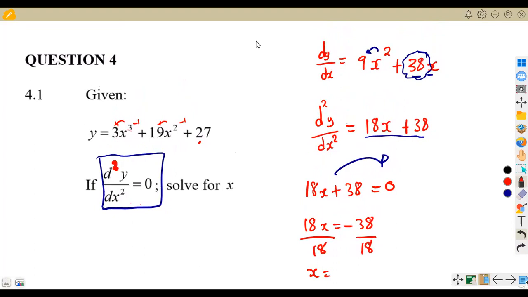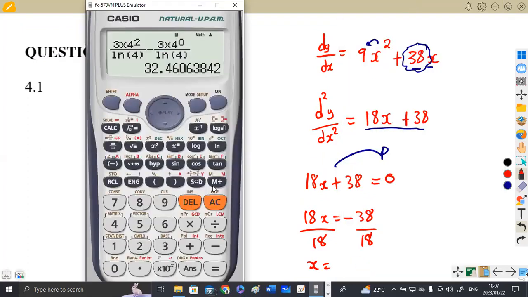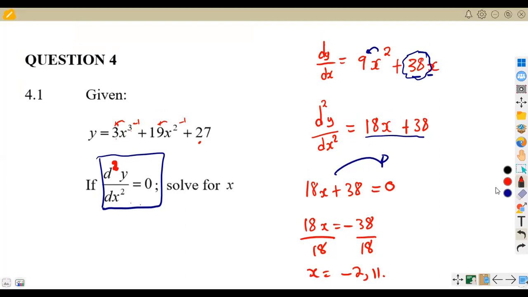Let me just share the screen with the calculator so that we can see our calculator here. So let's divide. Minus 38 divided by 18, which is negative 19 over 9, or negative 2.111 and so forth. So that's the value of x that we are obtaining in this case. These are the typical questions that you can actually have.